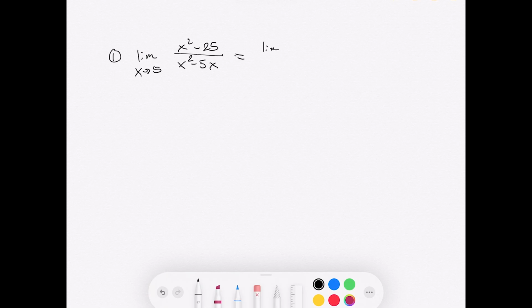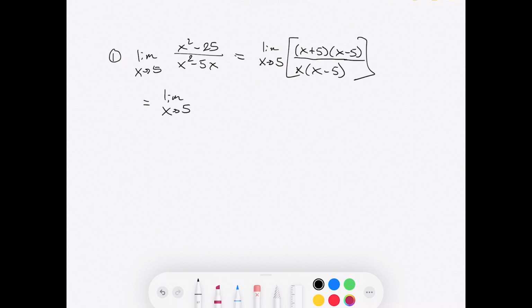I happened to notice that the limit as x approaches 5 could just as well be applied to the factored form of this quotient. In the numerator, we have a difference of squares. And in the denominator, there's a common factor of x. This allows us to cancel out the x minus 5s. This is not an indeterminate form. We can perform direct substitution here and get a final answer of 2.